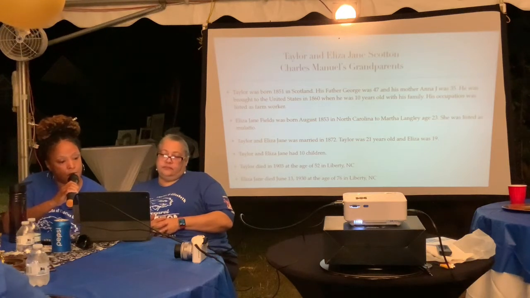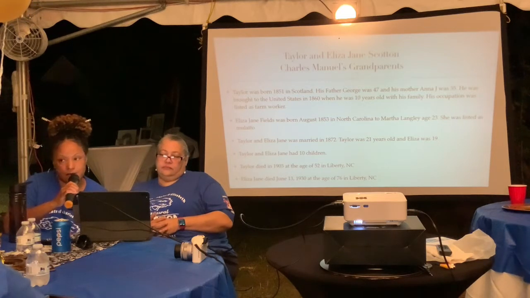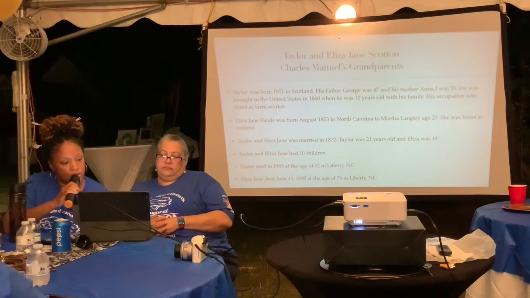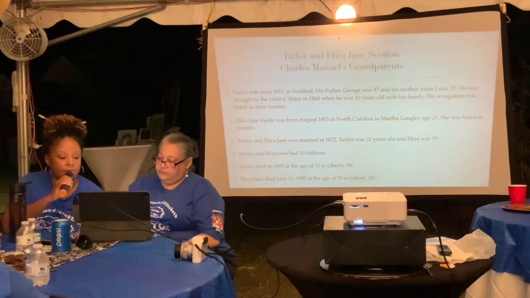Taylor and Eliza Jane were married in 1872. Taylor was 21 years old and Eliza was 19. Taylor and Eliza Jane had 10 children. Taylor died in 1903 at the age of 52 in Liberty, North Carolina. Eliza Jane died June 13, 1930 at the age of 76 in Liberty, North Carolina.